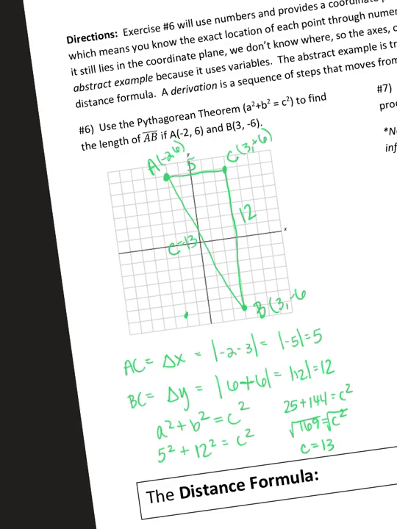So c is equal to 13, but remember that our original question was to find the length of AB. So AB is equal to 13 units using the Pythagorean theorem. Okay, so anytime you're finding the distance between 2 points, you can use the Pythagorean theorem to turn the segment into a right triangle.